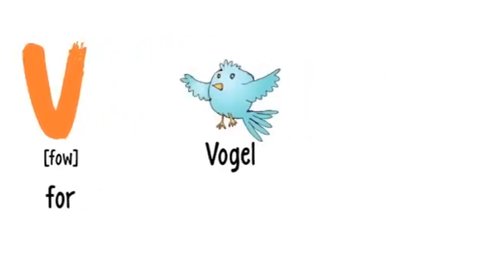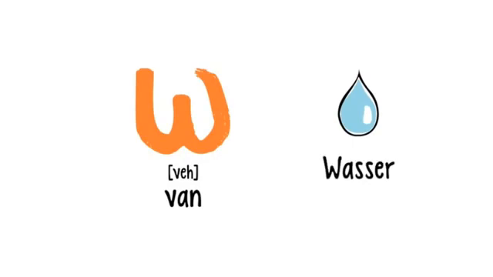V. V is pronounced like the F in the word for. In German we have the word Vogel, Vogel, which means bird. The next one is W, which sounds like the V in the word van. The German word with the letter W is Wasser, Wasser, which means water.